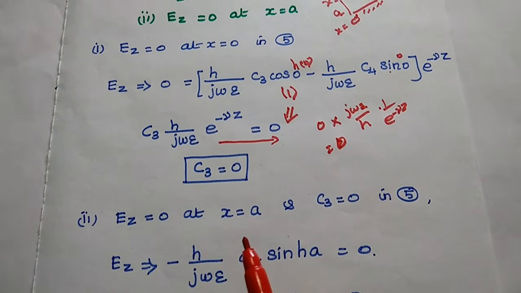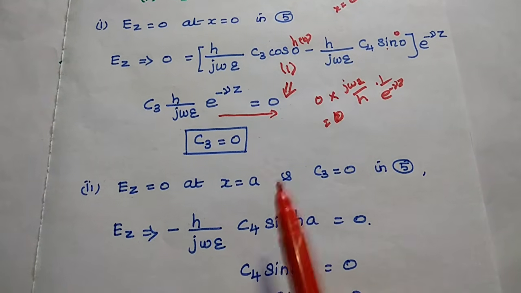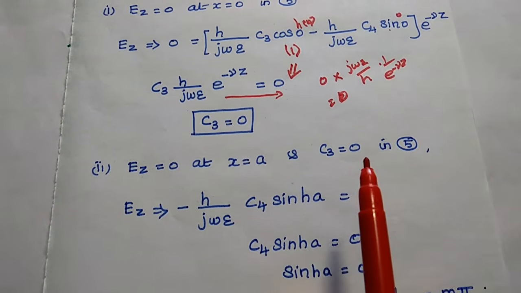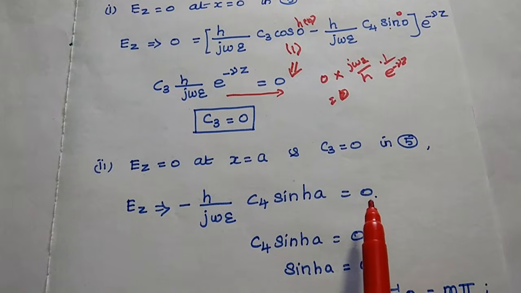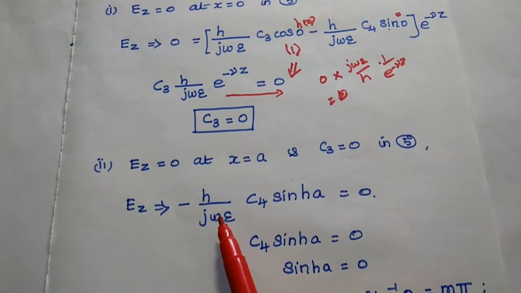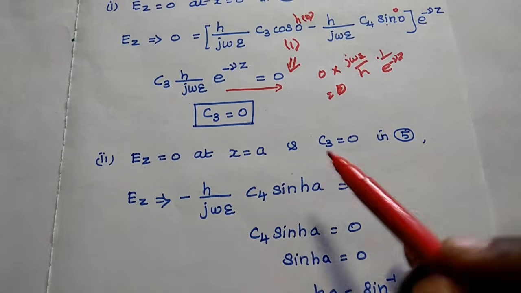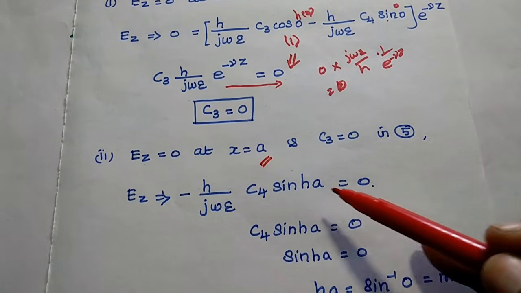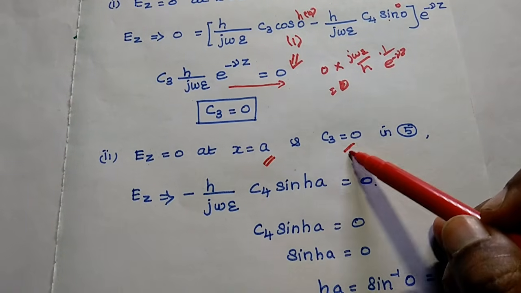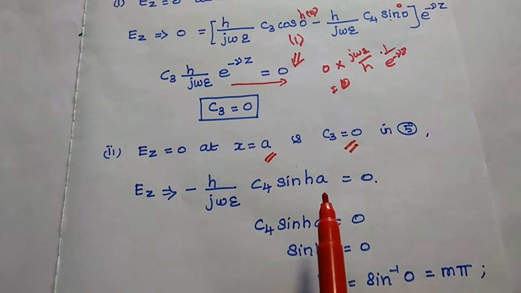So next we are going to apply the second boundary condition. Ez is equal to 0 at x is equal to a, and also C3 is equal to 0 in the fifth equation. So here we can write Ez value is equal to 0 when the C3 term is 0. That is, the first term becomes 0. The next term is minus h by j omega epsilon C4 sin hx. X is nothing but a, is equal to 0. Do you all understand this one? The same fifth equation, we are going to substitute C3 value as 0 and x is equal to a. So then we can get Ez is equal to 0.